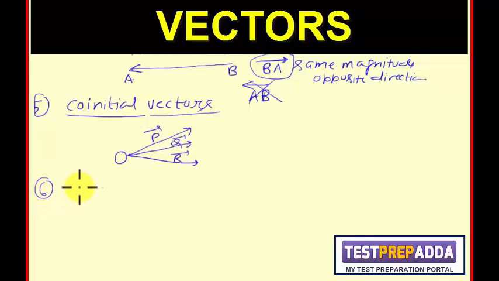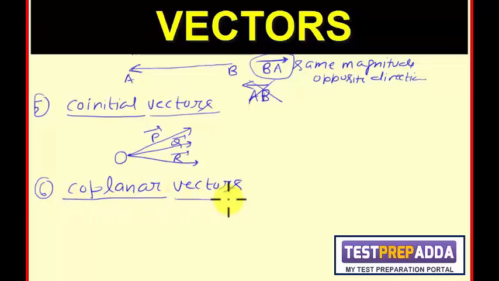Another category, coplanar vectors. As the name suggests, vectors that lie on the same plane. Vector A if I say, vector B if I say, vector C. All these three vectors, they are on the same plane. They will be considered as coplanar vectors.